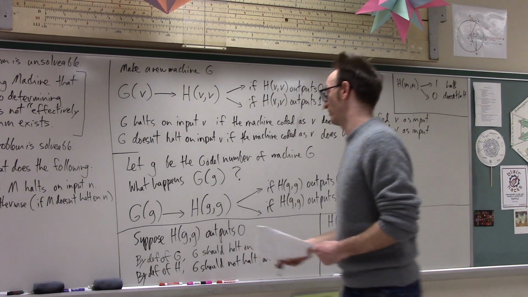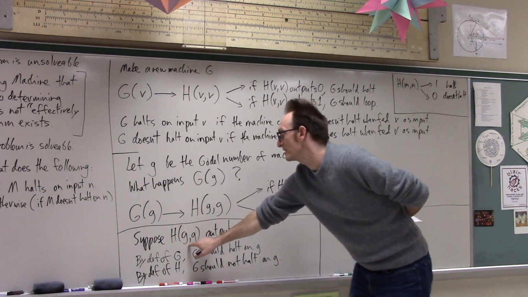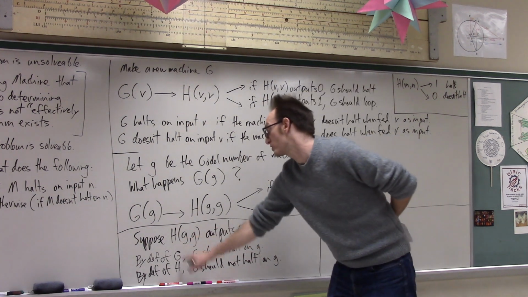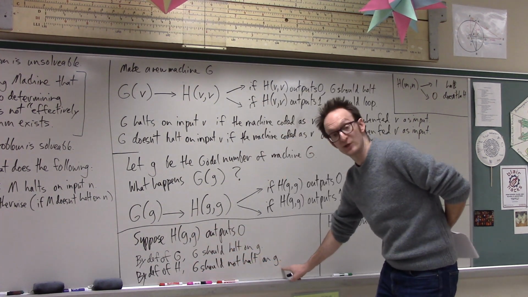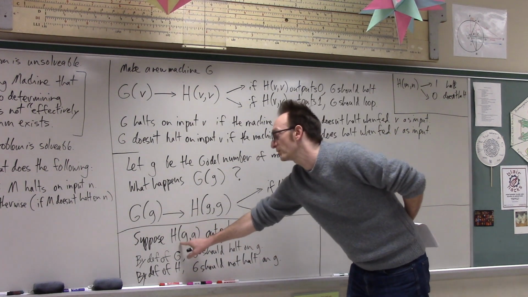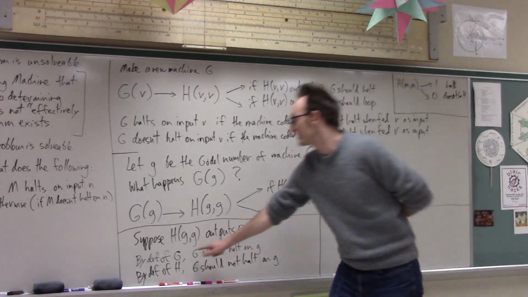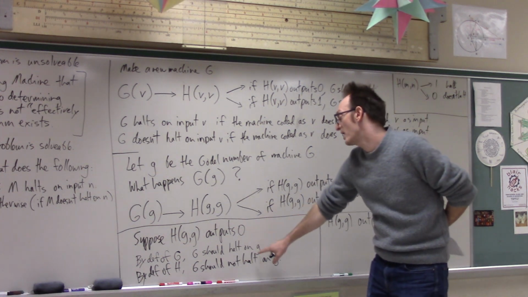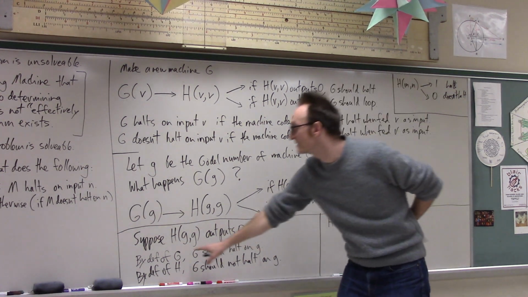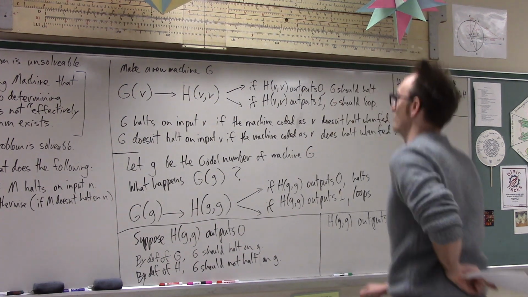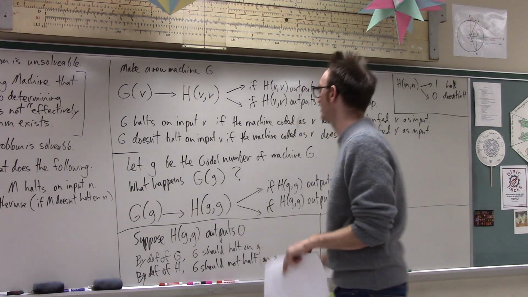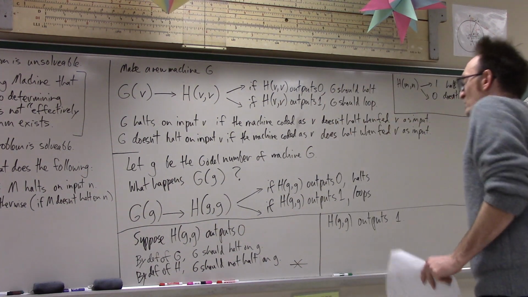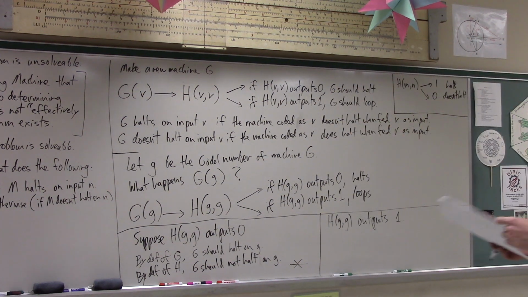There's a conflict here, right? The very notion of what it means for HGG to output 0 is that, by the definition of H, G should not halt on G. That's what this halting machine does for us. But we constructed the G machine to halt in the case that HGG outputs 0. This is a contradiction. So it can't be true that HGG outputs 0.